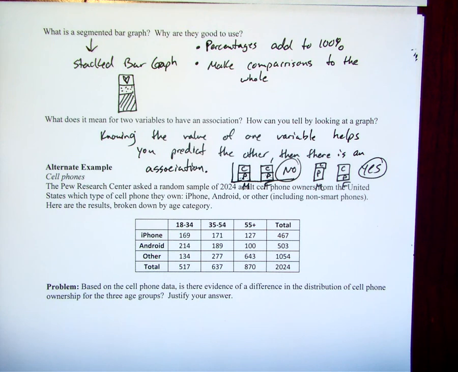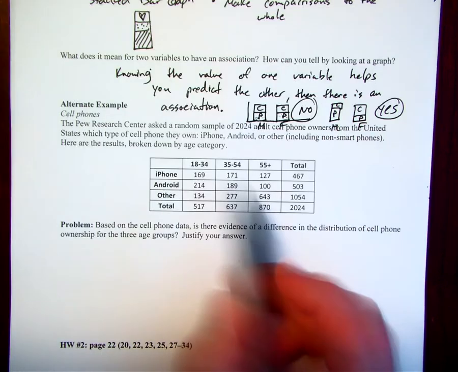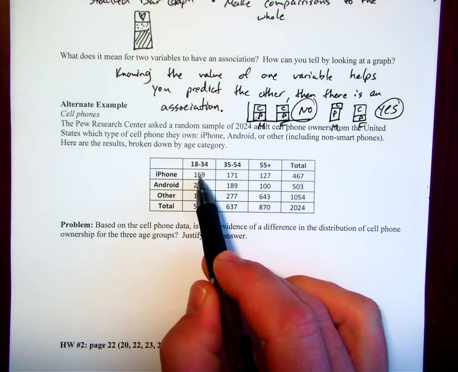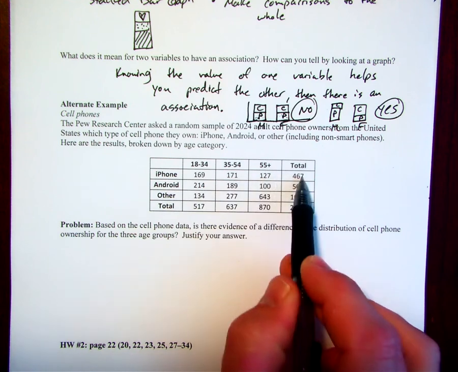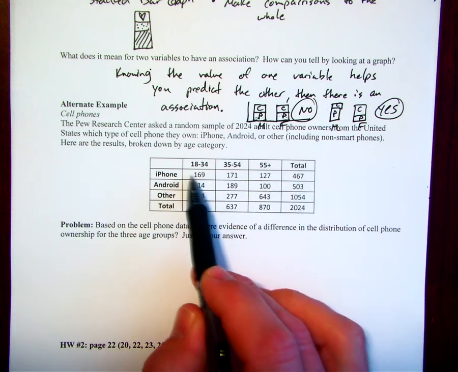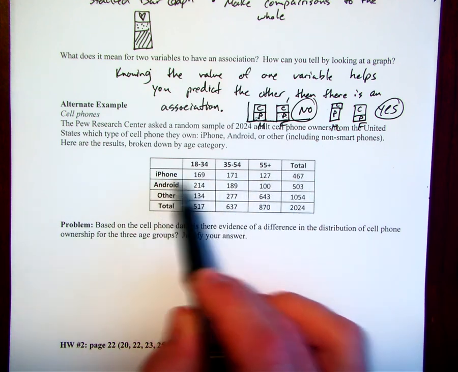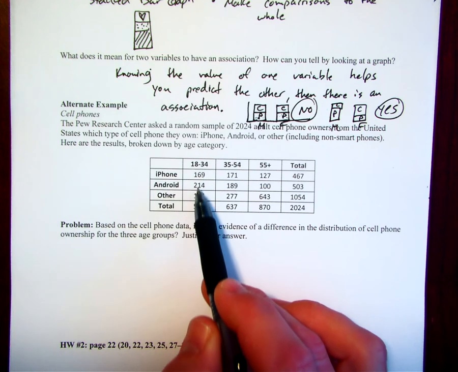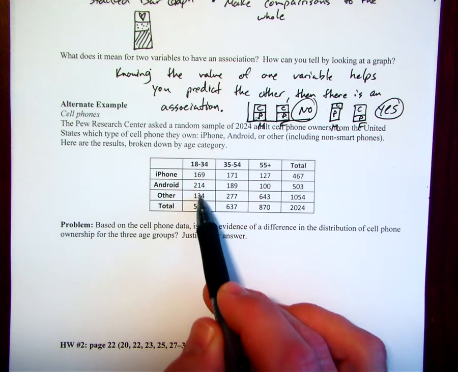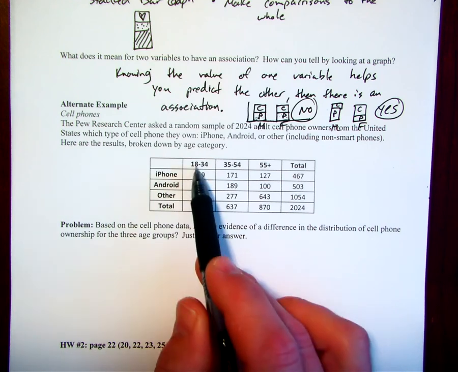So, which way do we need to go? Do I need to do these percentages, 169 over 467, 171 over this, 127 over that? Or is that going to compare the cell phone ownership within the three age groups? Or am I going to do the 169 over 517, 214 over this one, 134 over this one? Hopefully you see that it's the second one.